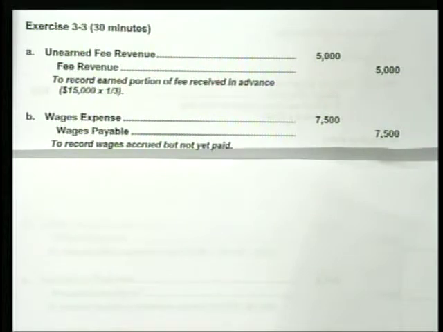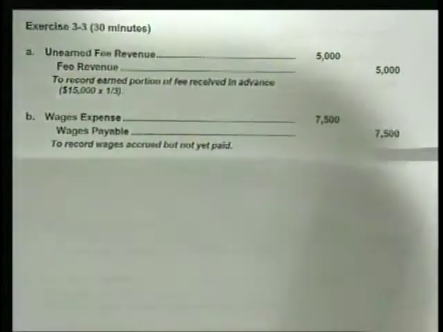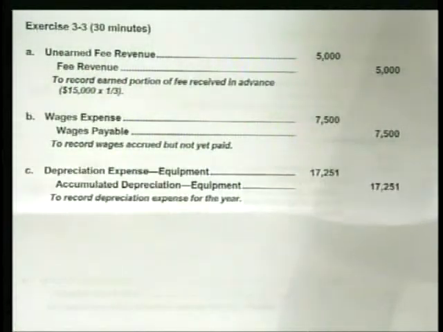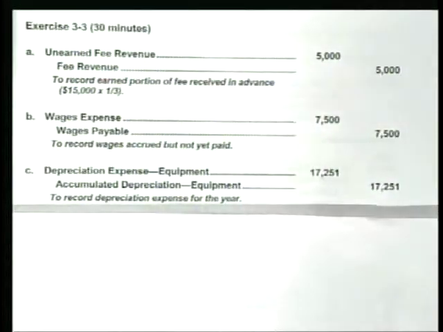Exercise 3.3c. Depreciation on the company's equipment for 09 is 17,251. So what do we do? Depreciation expense is debited and accumulated depreciation is credited.